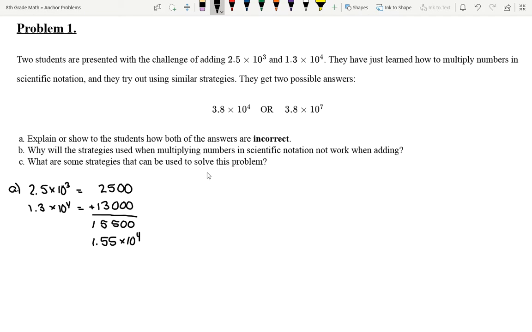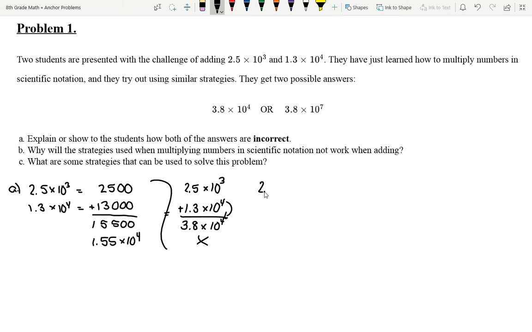Now, what actually happened? What did they try? Well, it looks like they took this 2.5 times 10 to the third in one case. They added 1.3 times 10 to the fourth, and then just straight up added the decimals to get 3.8 times 10 to the, and just kept the fourth. I mean, that's how they got this one here. That's clearly not the same thing. It's clearly not right. Well, what did this person do to get this answer?